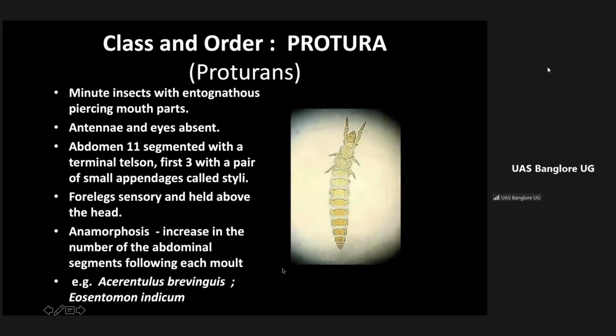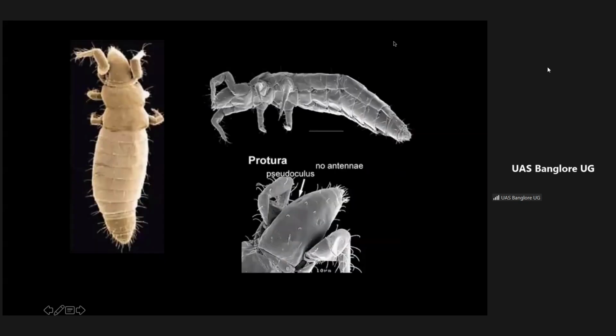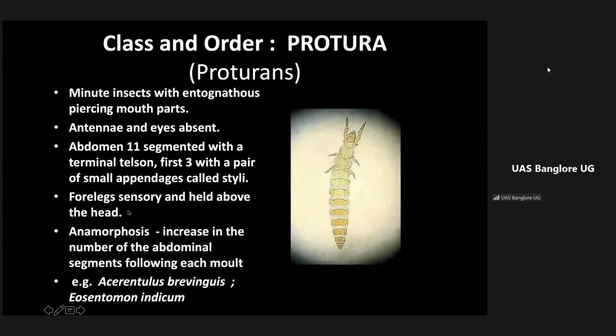The type of metamorphosis you see in this kind of insect is that the body segments, or the abdominal segments, are increased during each molt. Because of that, we call it anamorphosis. Is it clear? Yes, sir.